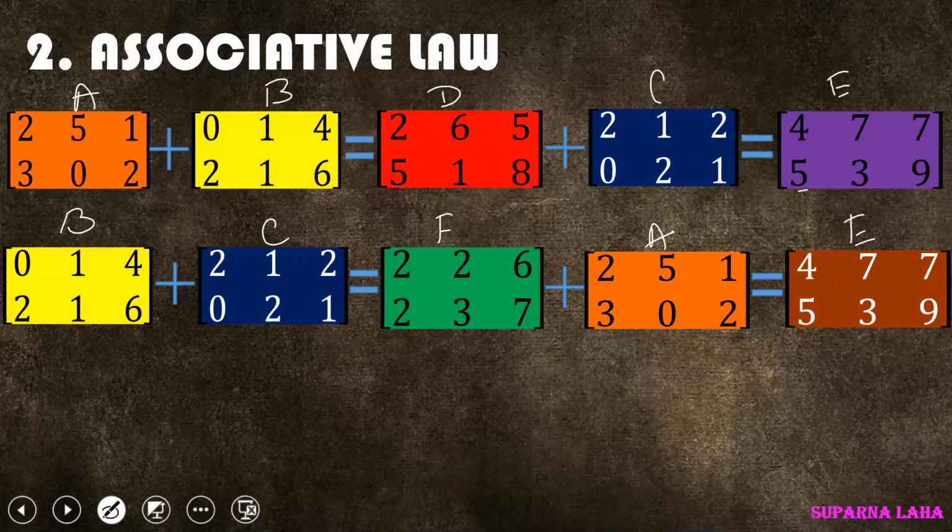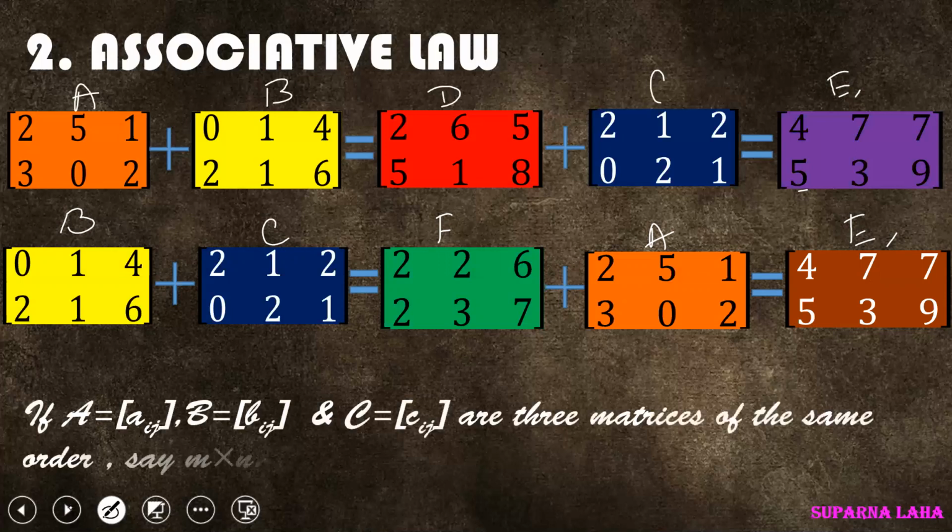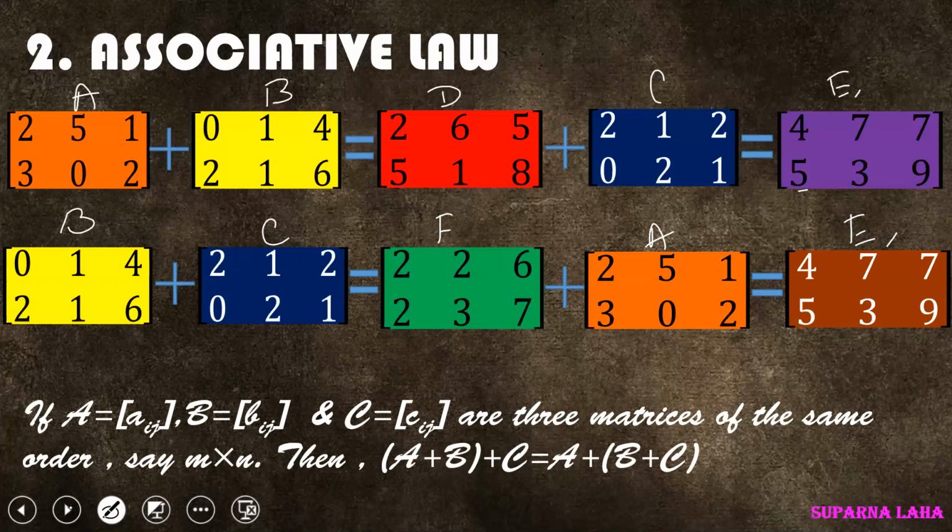So look, if I change the position of A, B, C, firstly I'm adding A with B and then adding with C, so the result is E. And for the second case, I'm adding B and C, then adding with A. That time also we get the same answer E. So in general, A plus B, then added with C, is equal to B plus C, then added with A. This is the general representation of the associative law. And a very important thing is they are of the same order.